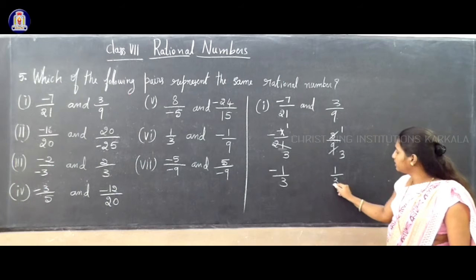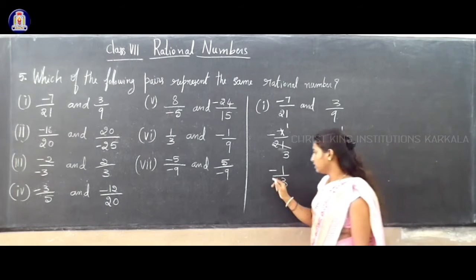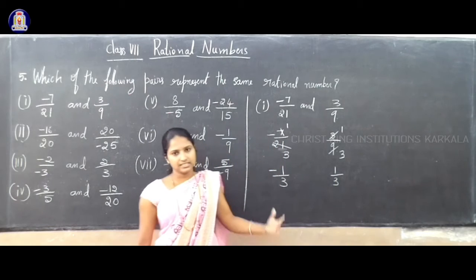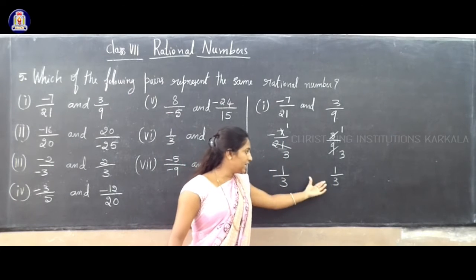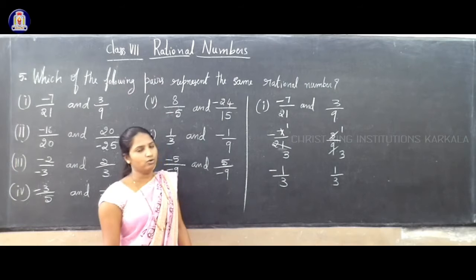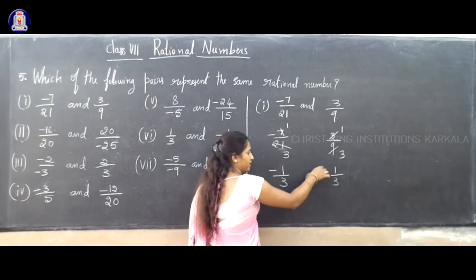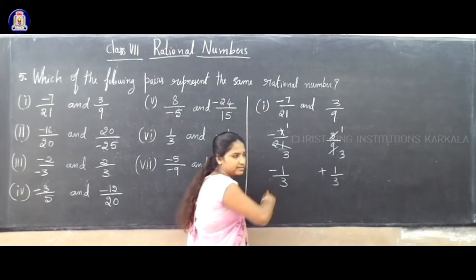The remaining rational number is 1 by 3. So here it is minus 1 by 3 and here 1 by 3. Are minus 1 by 3 and 1 by 3 the same? No. The numbers are the same, but is the sign the same? No, the sign is different. Your sign is plus, your sign is minus.